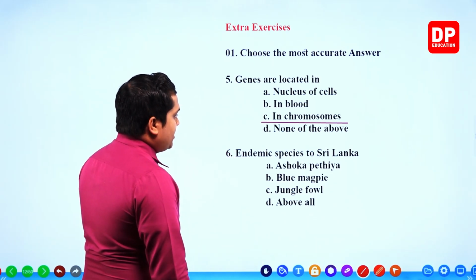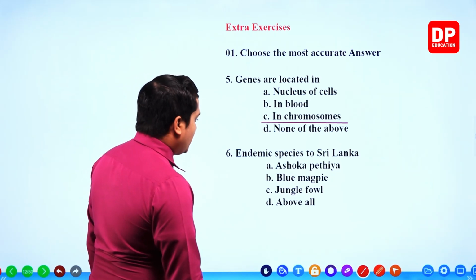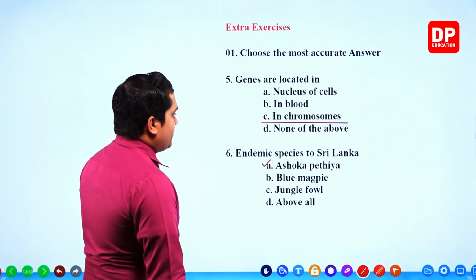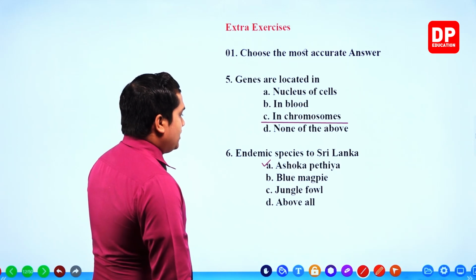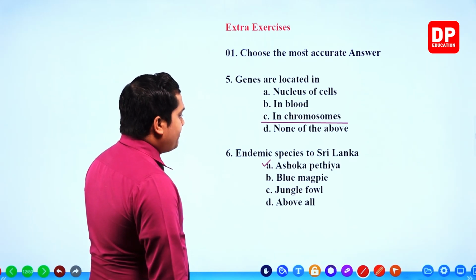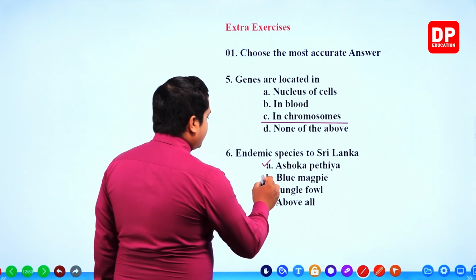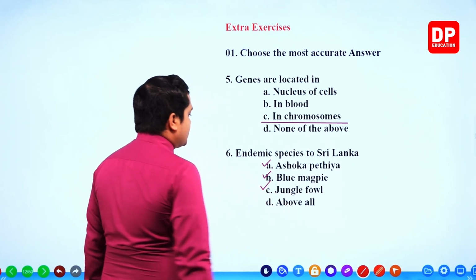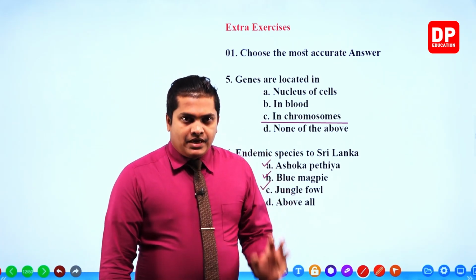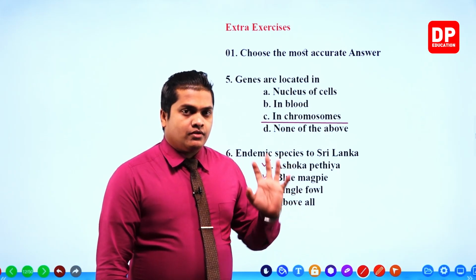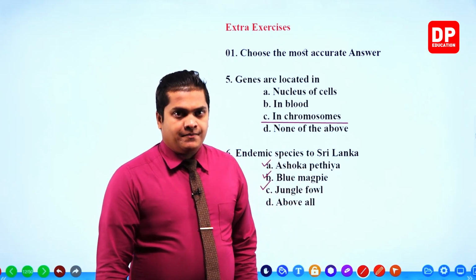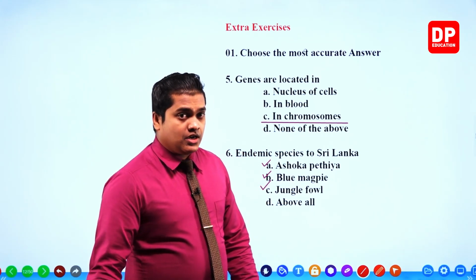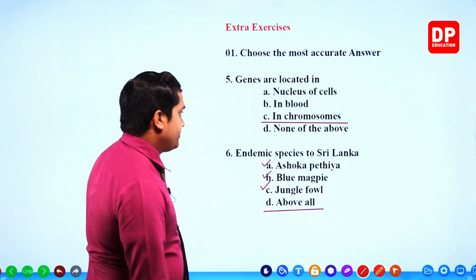Next one. Endemic species to Sri Lanka. Ashokapetya. Correct. Ashokapetya is an endemic species to Sri Lanka. That means Ashokapetya can only be seen in Sri Lanka. Next one. Blue magpie. Once again correct, right? Jungle fowl. Of course, that is also correct. So all of these three organisms belong to Sri Lanka only, or they can be observed only in Sri Lanka. So all of these three organisms are endemic to Sri Lanka. So all of these are correct, my dear children.